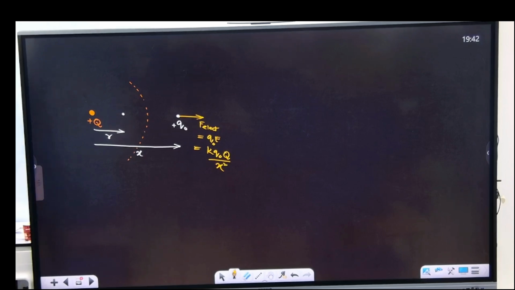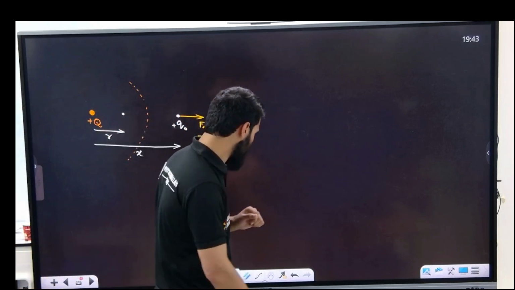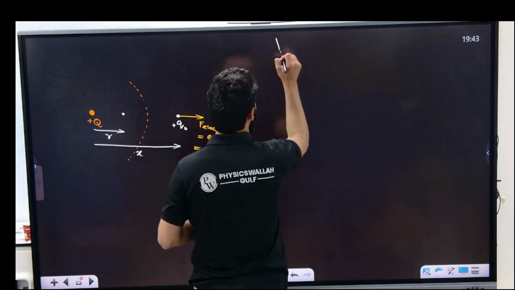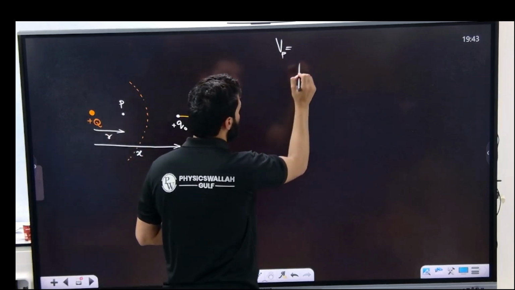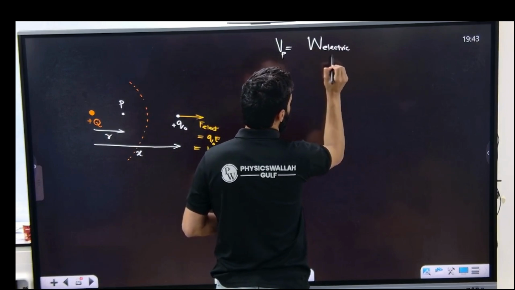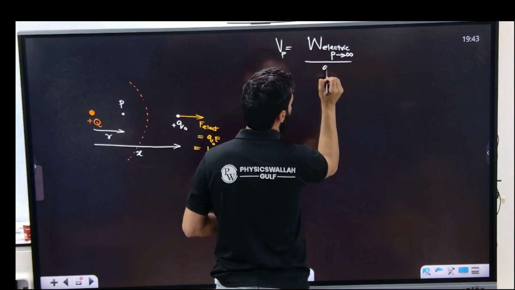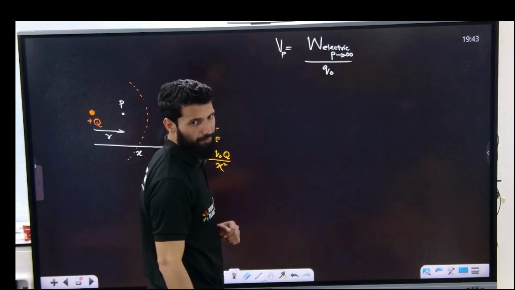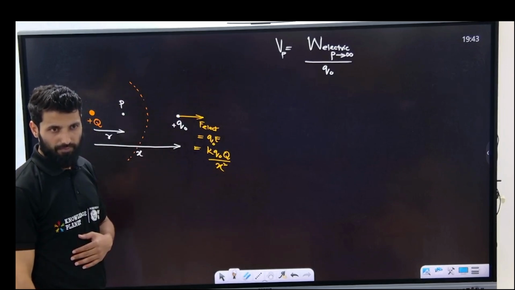Now I need to do work, again this electrostatic force, to define potential. How would I define potential? Now you know potential at any point P, let's suppose this point is P, is defined as the work done. So now I will not write external force, I will simply write electric force to bring the charge from P to infinity, divided by Q naught. Okay? No issues. Clear?